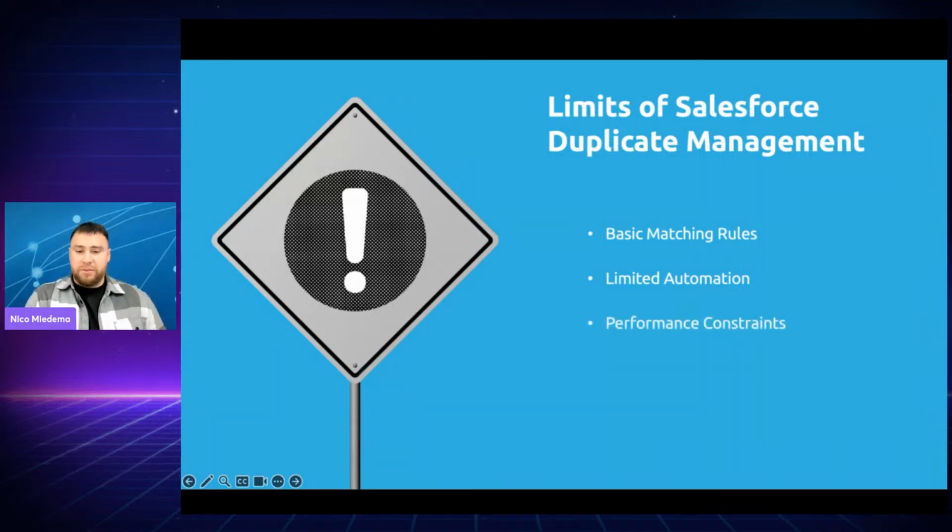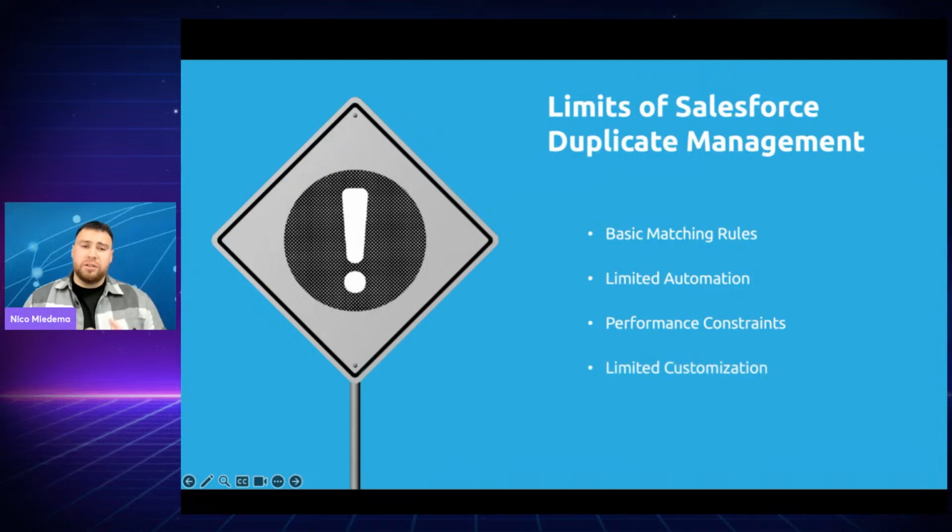We have performance constraints. Those working with Salesforce know, especially when working with large data sets, how it can struggle with performance. It slows the entire process. So if you're trying to find duplicates with a huge database, it might take you a couple weeks, couple months.